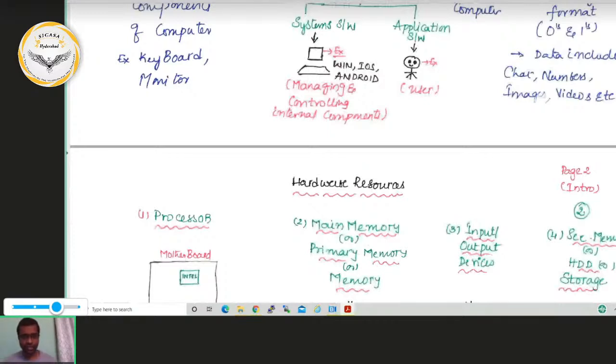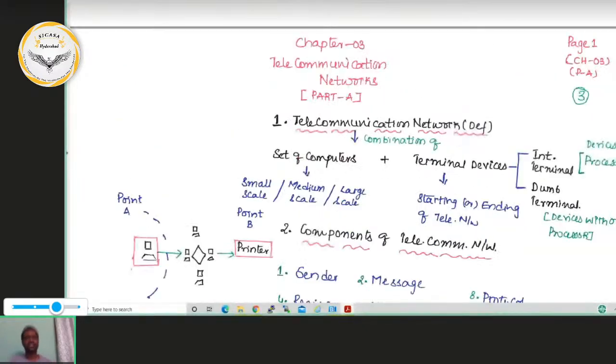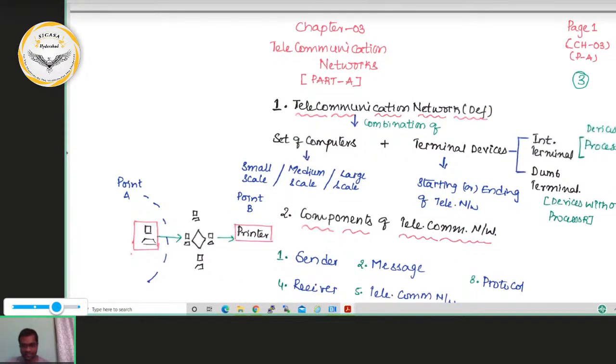Now, let us move to our portion. Let us start with chapter 3. We will not be learning as per the series of the study material. We will be learning in a different way, because without understanding chapter 3, we cannot understand chapter 4 or other chapters. So chapter 3 is a very, very important chapter.